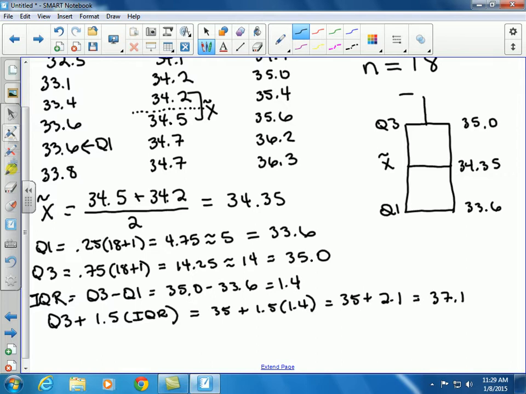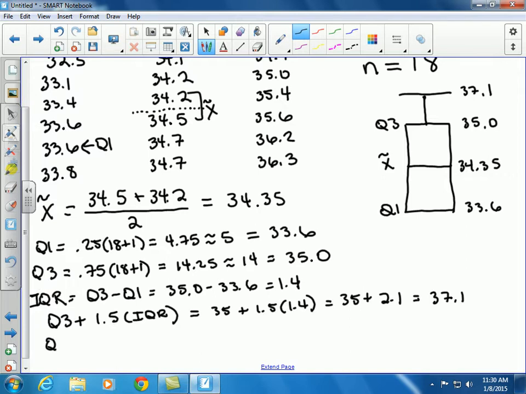So if you go up to your plot, what that means is you come up here and you draw a little whisker to 37.1. What you should notice is that 37.1 is nowhere in our data set. So our data is actually pretty tight in there because it's not outside 1.5 times the interquartile range.